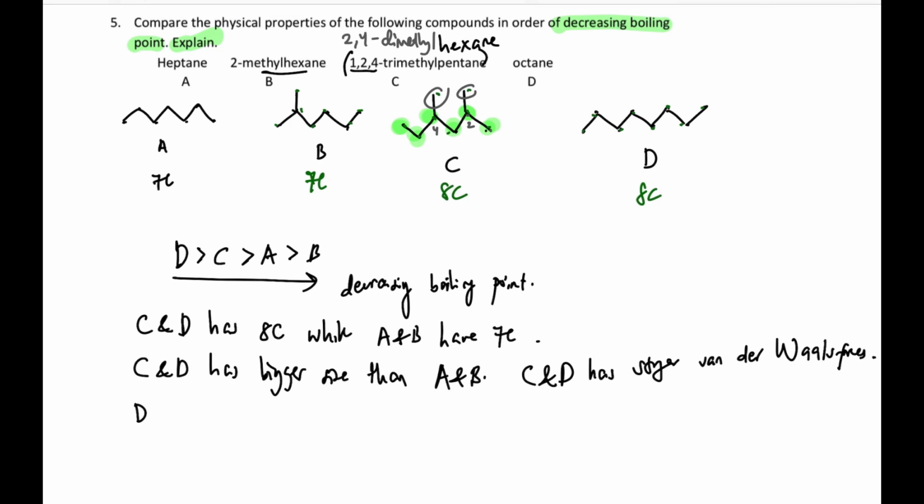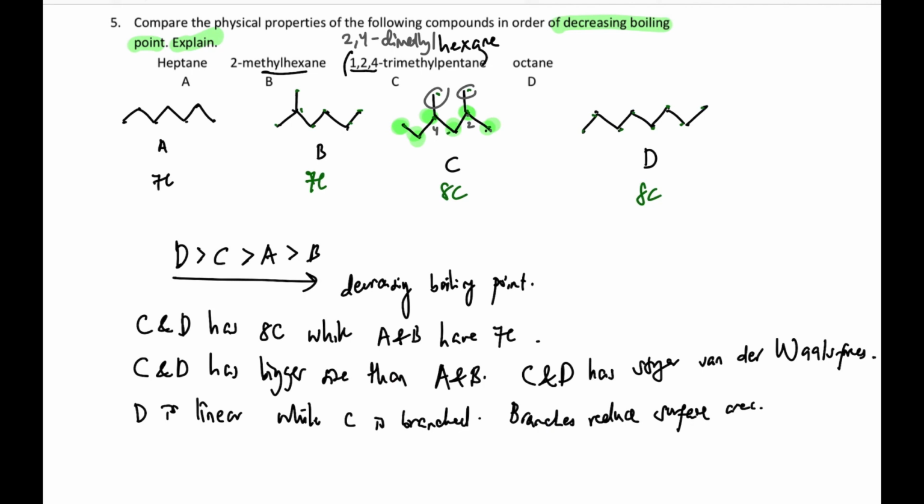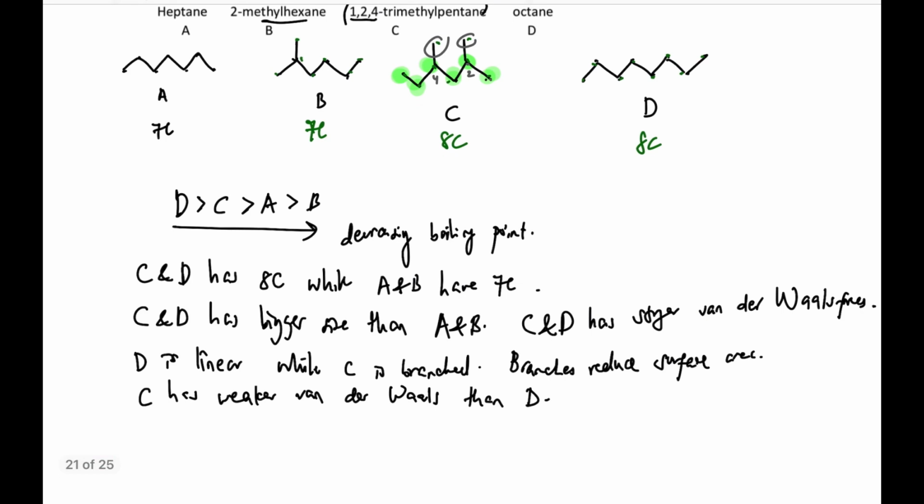D is linear, while C is branched. So tambah je point, branches reduce surface area. So C has weaker van der Waals than D. Okay, you can explain also for B and A, but it's the same point.